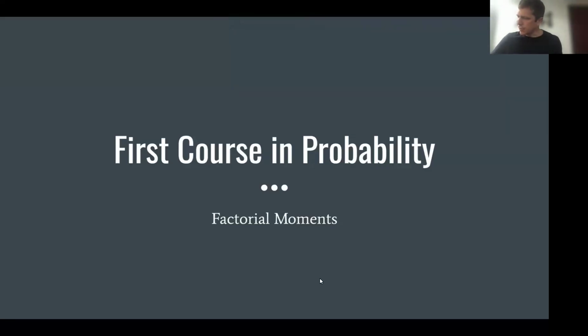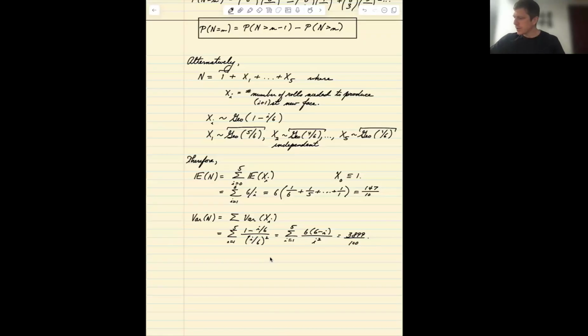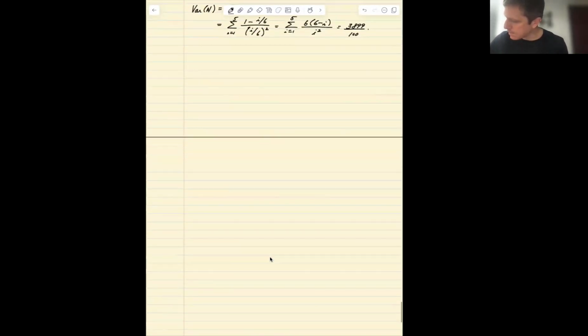Okay, so we've talked about coupon collecting, and now we're going to do another example that involves coupon collecting, which is in the context of the distribution of the length of a game in craps. So remember, we've talked previously about how craps works.